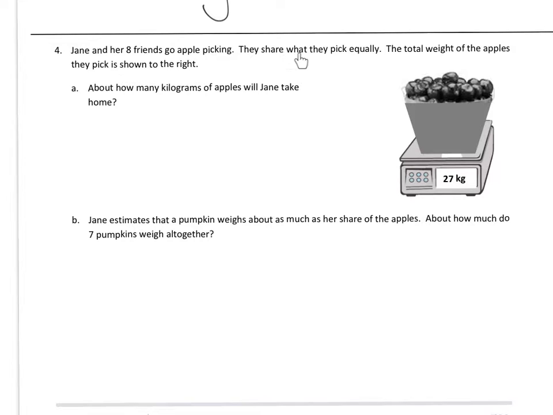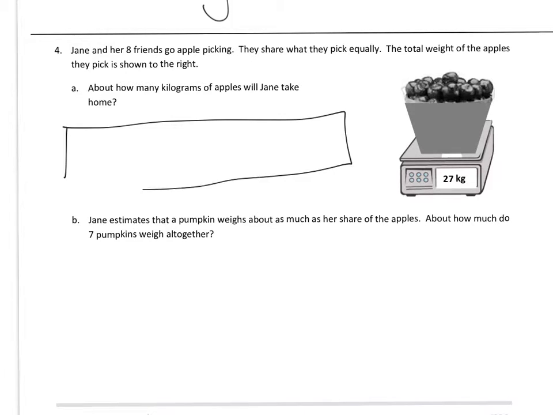If I'm talking about sharing something equally, do you think that's going to be addition, subtraction, multiplication, or division? That's going to be a division problem if I'm sharing something equally with other people. So now I need to think about how many friends there are. Jane and her 8 friends. This is one of those that's trying to trick us because they're just showing us the number 8. But we can't forget to count Jane also. So Jane and her 8 friends is 9 friends. So there are 9 friends sharing 27 kilograms of apples.